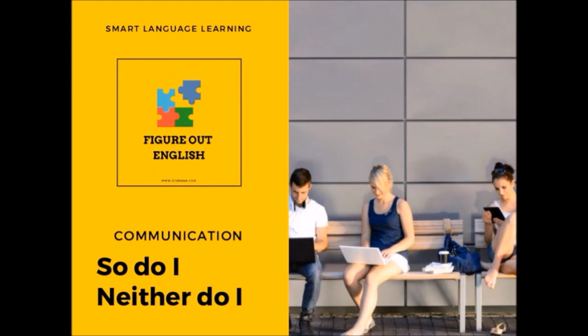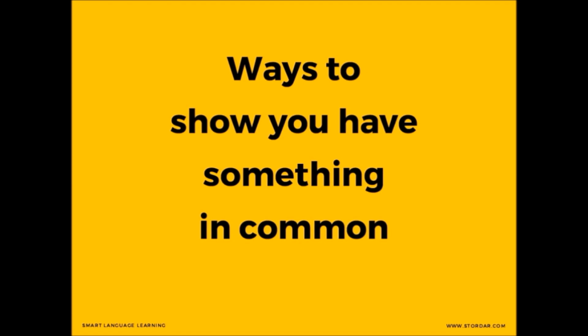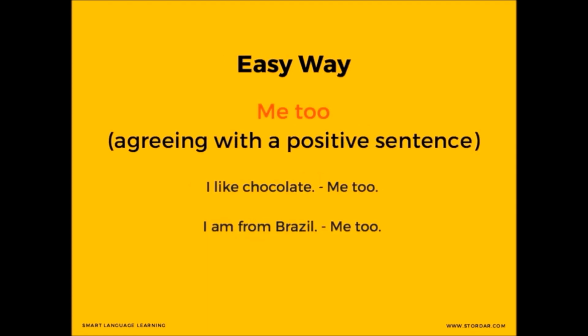So how to agree with a person, how to say that something is the same for you. Okay, so when you want to agree with some statement and you want to show the similarity of your opinion, you can use two types of phrases. First, you can say me too, if you want to react to a positive statement, like I like chocolate. Me too. I am from Brazil. Me too.